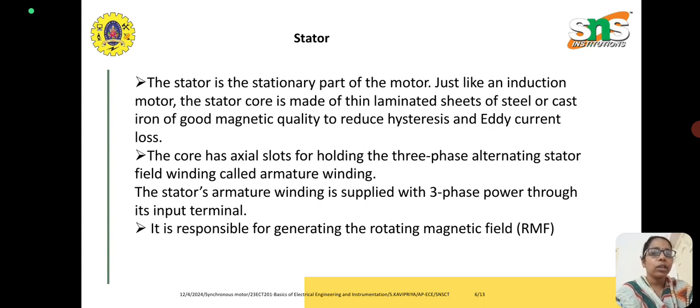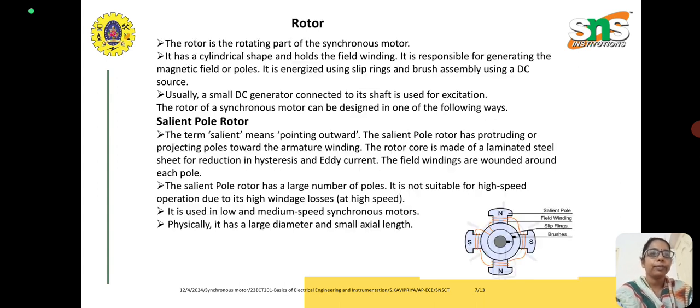Just like an induction motor, the stator core is made up of thin laminated sheets of steel or cast iron of good magnetic quality to reduce hysteresis and eddy current losses. The core has axial slots for holding the three-phase alternating stator field winding called armature winding. The stator's armature winding is supplied with three-phase power through its input terminal. It is responsible for generating the rotating magnetic field, RMF.